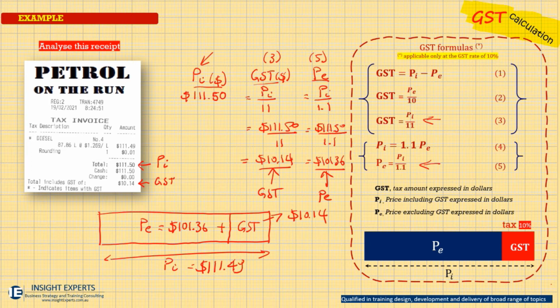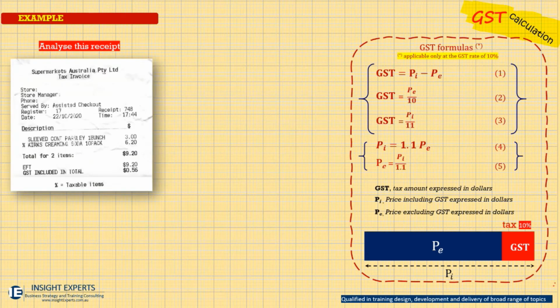$111.49. So what happens is that the retailer will keep this amount of money, which is $101.36. The taxman will receive from the retailer the amount of $10.14, and you as a customer will end up paying the full amount, which is $111.49.